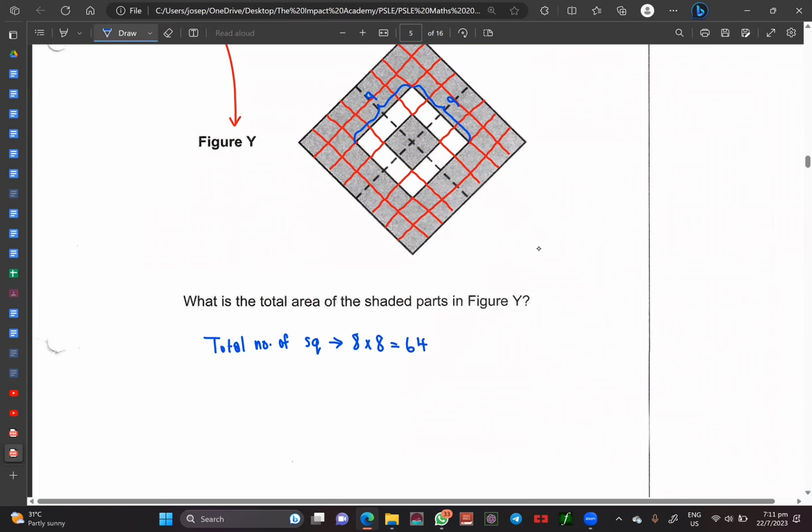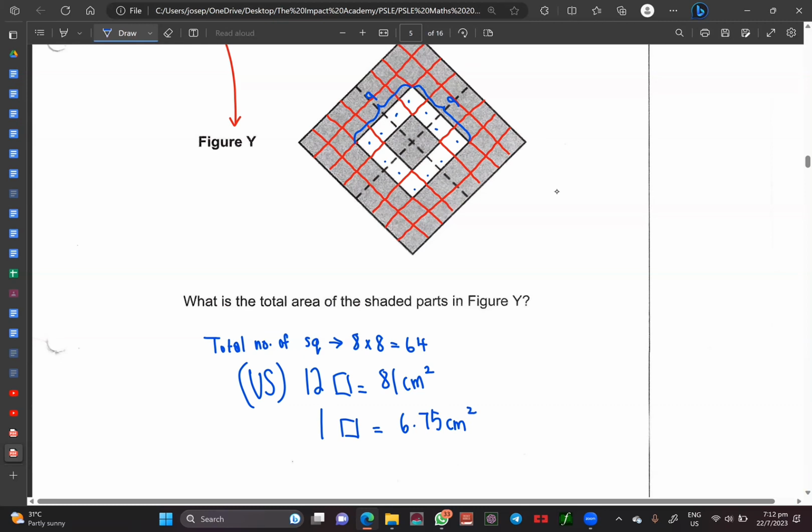Once I'm done with this, I can write down that for my unshaded ones, 12 squares in total. 1, 2, 3, 4, 5, 6, 7, 8, 9, 10, 11, 12. So 12 squares in total. And 12 squares is actually equal to 81 centimeter square. So we are going to find our 1 square, which will give me 6.75 centimeters square.